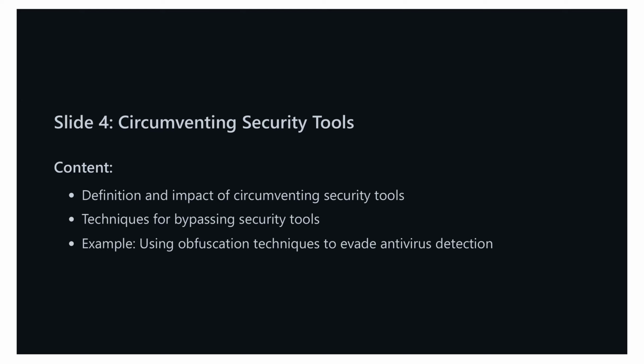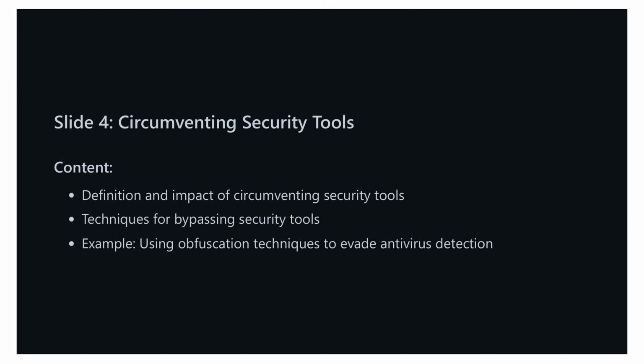Next, we will cover the techniques that are commonly used to achieve this bypass. These can range from using legitimate tools in unexpected ways to employing custom-built malware that has been specifically designed to evade current security measures. One notable example we will discuss is the use of obfuscation techniques to evade antivirus detection.